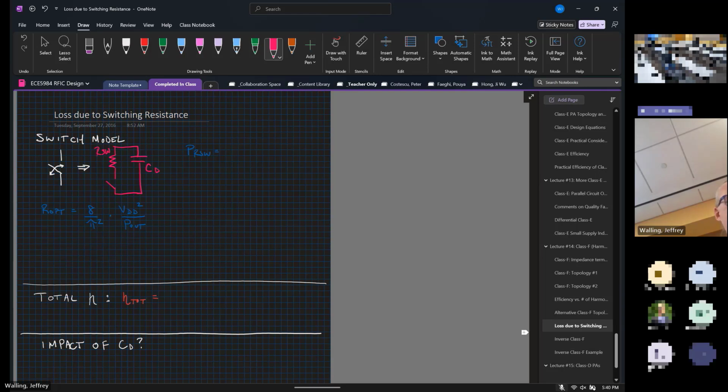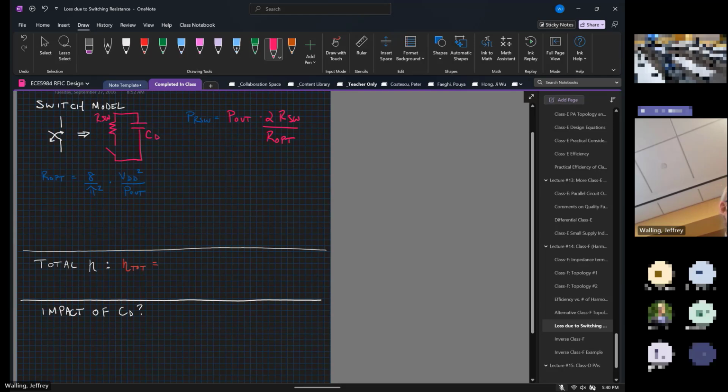All right, and we can calculate what the power lost in the switch is. It's equal to P out times 2 times R switch over R opt. And then we can figure out what our modified version of R switch is.